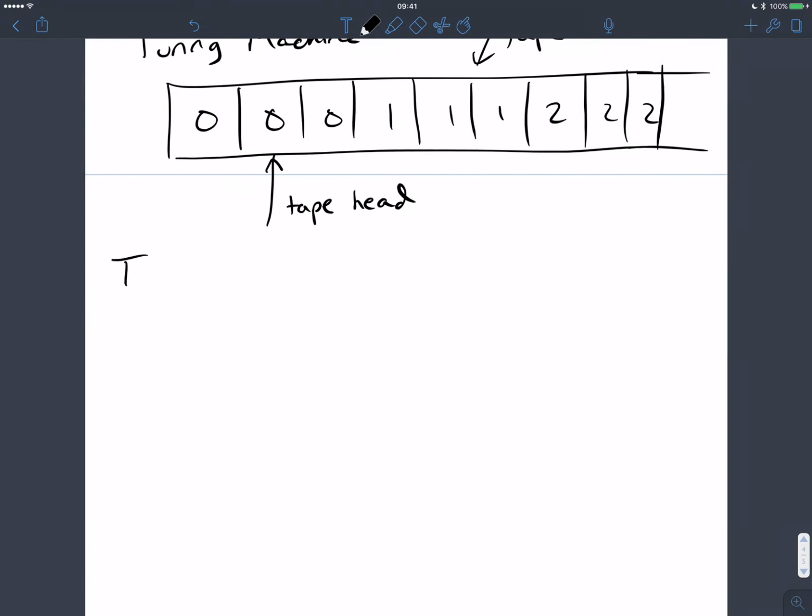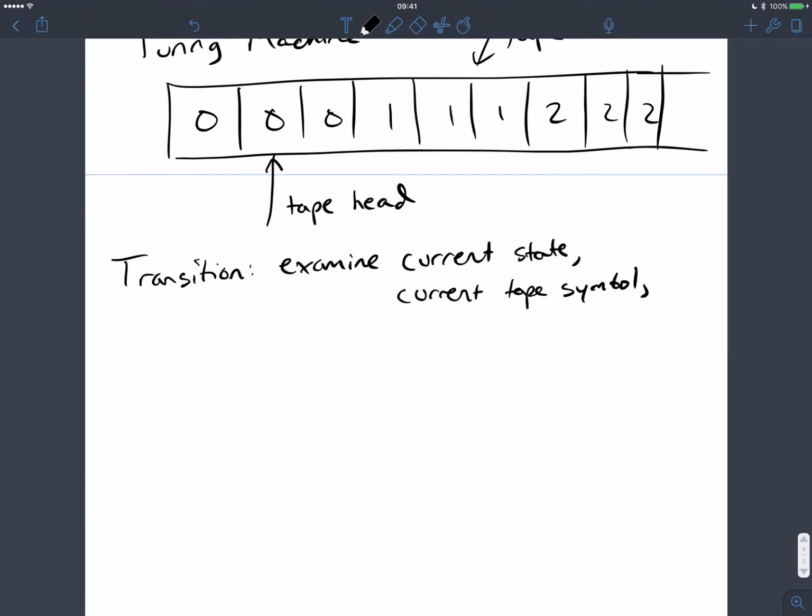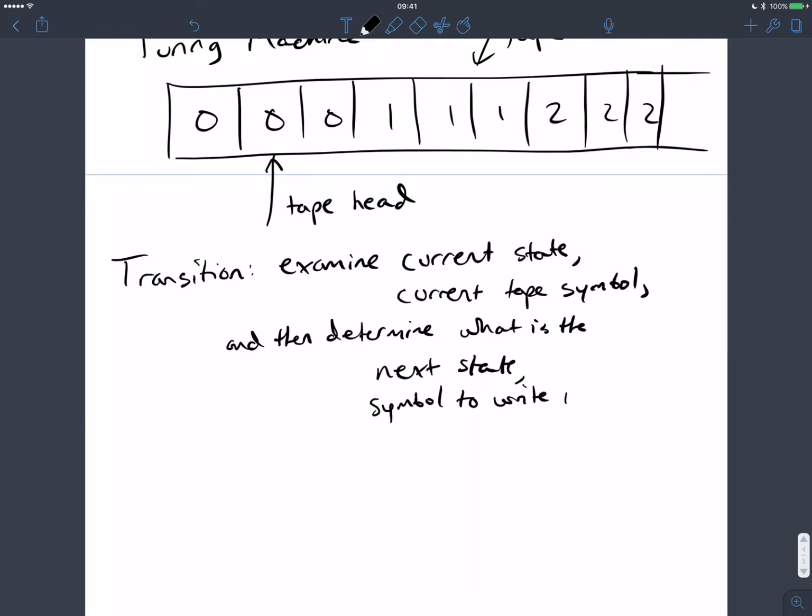So how it executes a transition is: examine the current state. So there is a machine on the back end. Examine the current tape symbol, the thing that it's currently looking at, and then determine what is the next state, the symbol to write in that cell, and whether to move left or right.